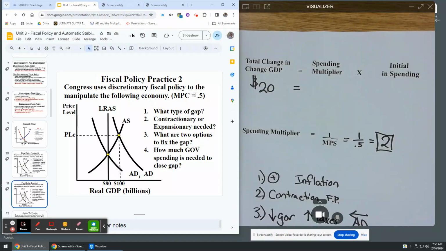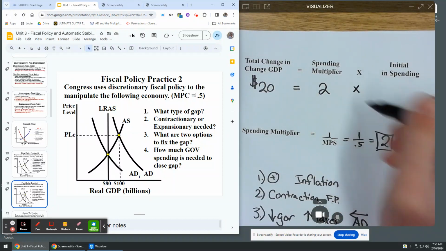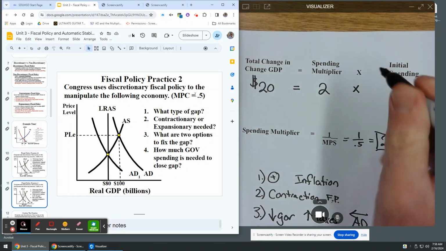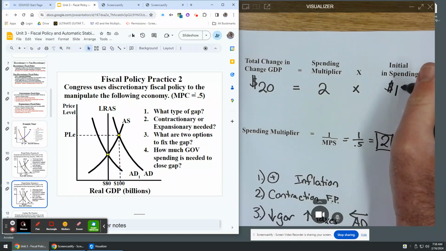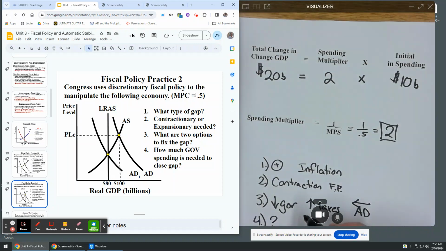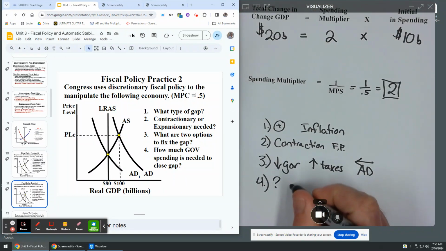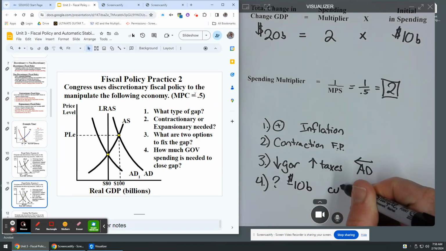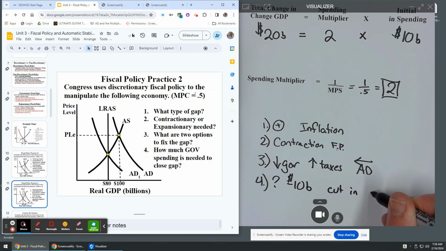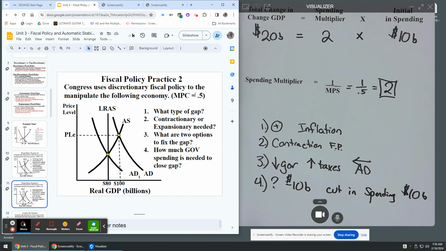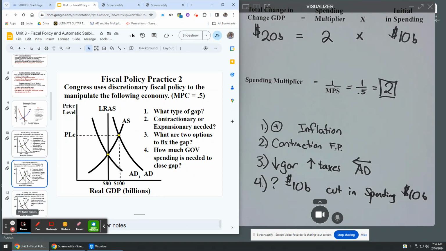So let's plug it in. With a spending multiplier of 2, how much spending is going to need to be cut? Because this time it's negative. So I'm going to need to decrease spending by $10 billion. Put some billions on there. So you could phrase it in two ways. You could say it would be negative $10 billion in government spending, or you could say it'd be a cut in spending of $10 billion. Sound good? All right.